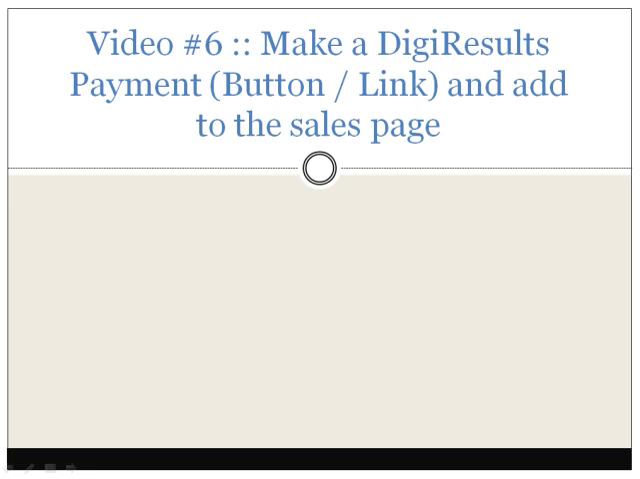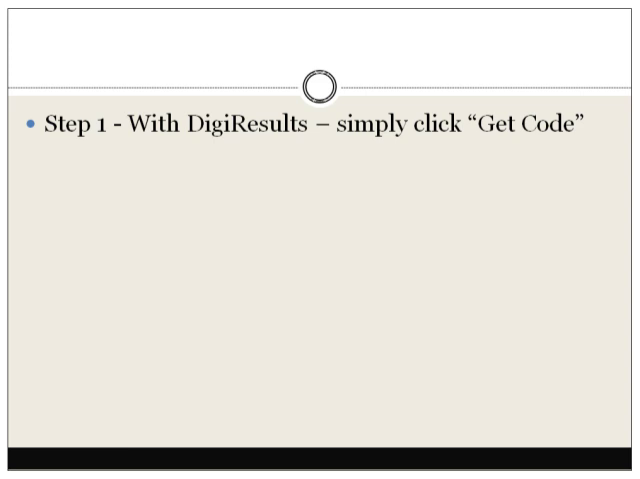In this specific video, we're going to talk about making a Digiresults payment button and link and adding it to the sales page. So this process is really easy. It consists of step number 1. On Digiresults.com, simply click on the Get Code button. We're going to get the code.